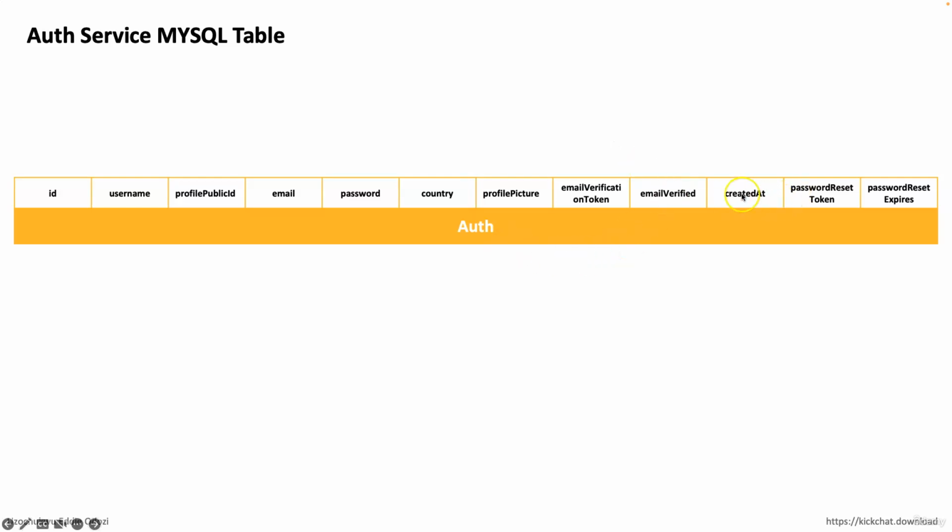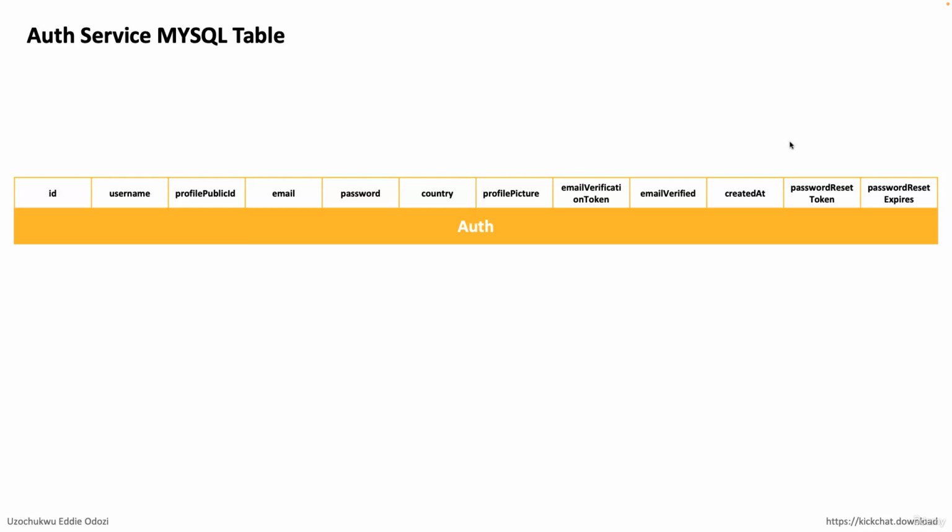And then we have the created at property. And then the password reset token and password expires. This will be set if the user wants to change their password when they are already logged in. So these are the different fields that we are going to use that will be available in our MySQL table.